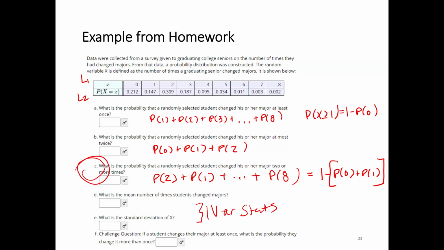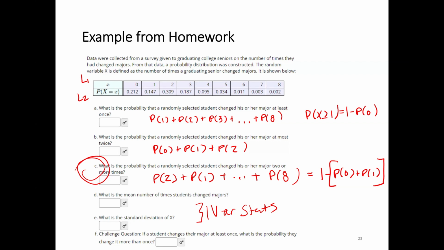So 2 or more and greater than 1 are the same thing. In a discrete probability distribution, greater than 1 means not equal to 1. Greater than 1 would be 2 plus 3 plus 4 plus 5 plus 6 plus 7 plus 8. So 2 or more and greater than 1 are the same thing.